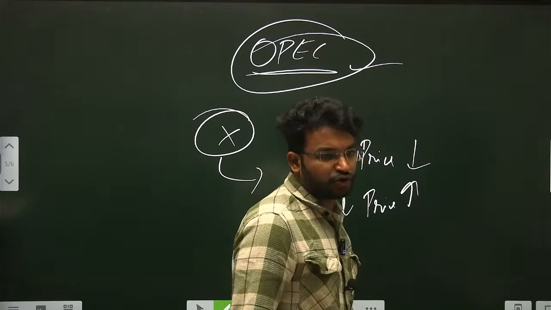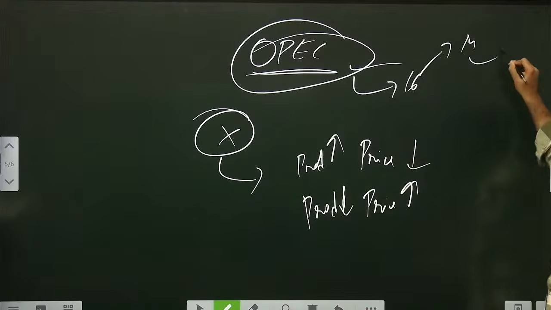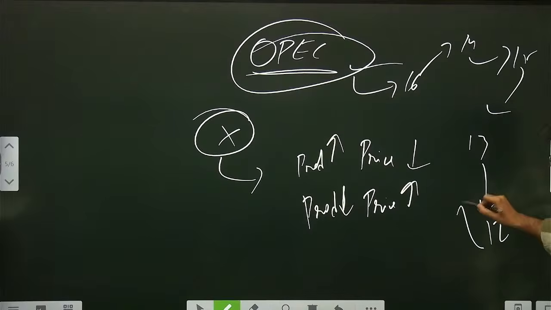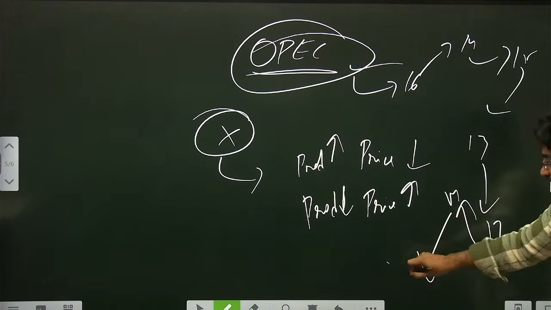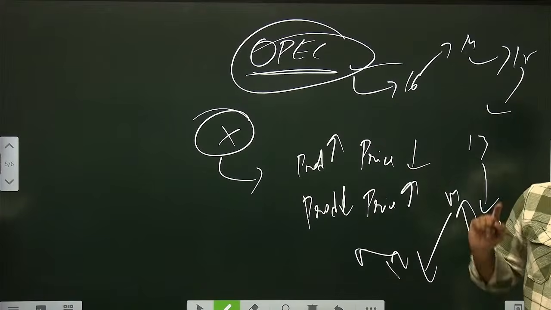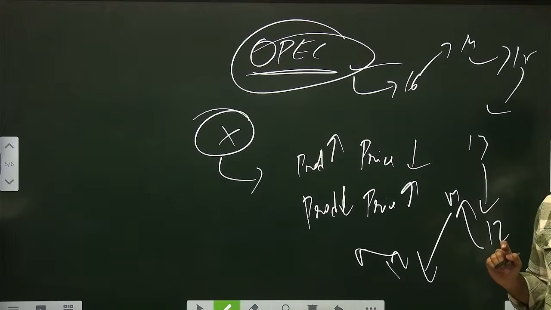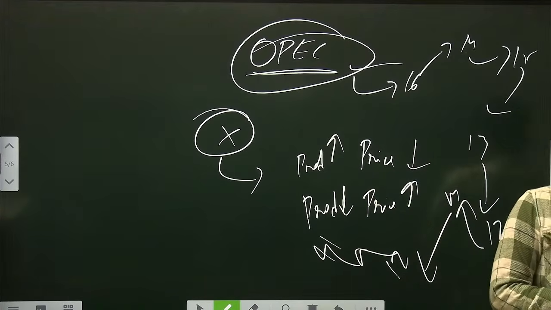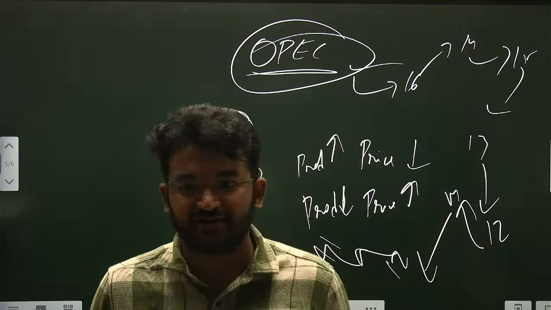In this OPEC grouping, earlier there used to be 16 nations. It reduced to 14, it increased to 15, it reduced to 13, it reduced to 12, it increased to 14. Now it reduced to 12. Now see that article: UAE withdraws from OPEC. Now it will become 11. Okay, right? Now obviously for the exam, will India become a part of it?